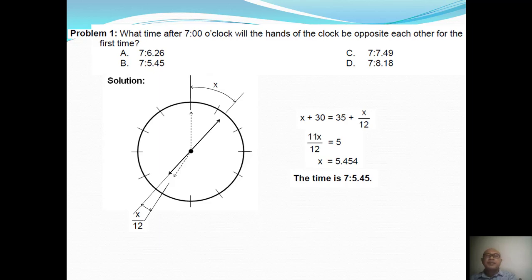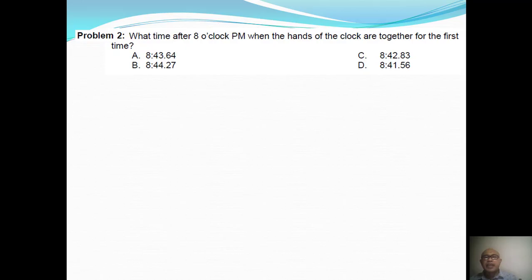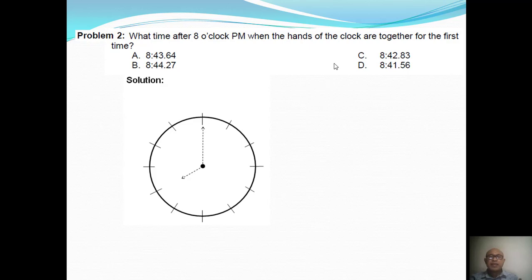Okay? Next problem. What time after 8 o'clock p.m. when the hands of the clock are together for the first time? So, ano naman yung initial time natin dito? 8 o'clock, no? Then, the final position of the hands is that the hands are together after 8 o'clock for the first time, no? Sige. So, again, ano yung gagawin natin? Set the hands of the clock at the initial time, that is 8 o'clock p.m. Then, let the hands move so that they are together. So, that is somewhere here, no?